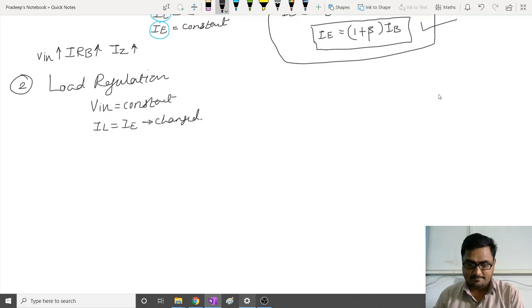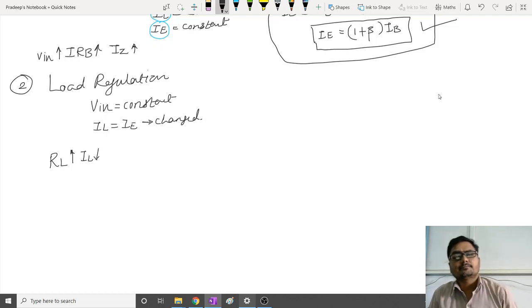Look at this. If I am changing the load current, there is IL. How can I change the load current? Obviously by changing the load resistance. Yes or no? If I change the load resistance, obviously the load current will change. If I increase this load resistor, the load current will decrease. Increase the resistance, and the current decreases. Basic funda. So now I am changing the load resistance. I have increased it, so obviously the load current is decreasing.